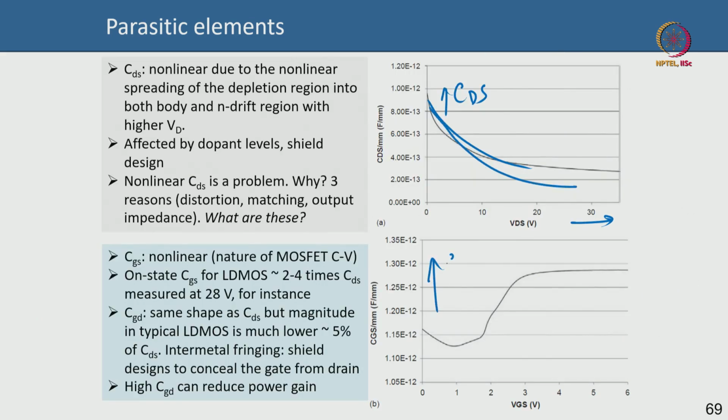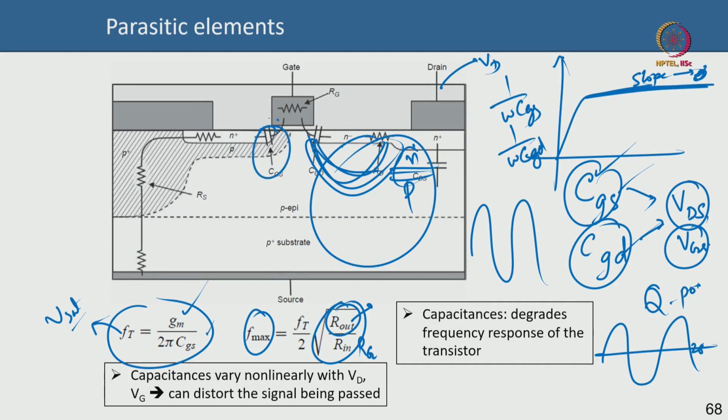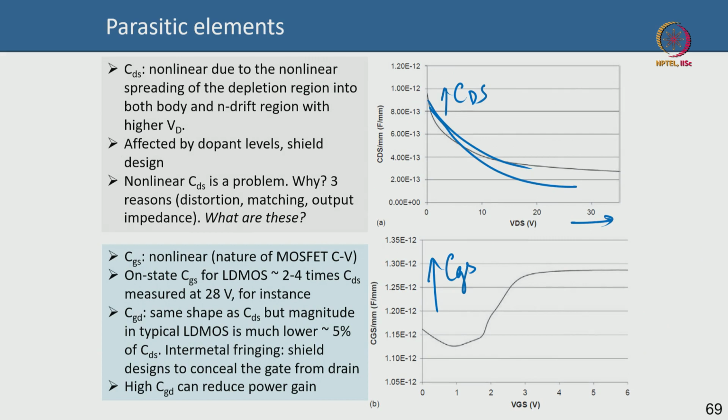Here I am plotting CGS, the input, which is like the gate to channel capacitance, you can say. If you recall your classic MOS capacitance from your undergrad textbooks, this is a shape that you get, like something like that. So, that is a classic MOS capacitance: inversion, accumulation, depletion, etc. That is going to be nonlinear, and typically this CGS is 2 to 4 times higher than the CDS, and then there is CGD, the gate drain, which I am not showing you here.